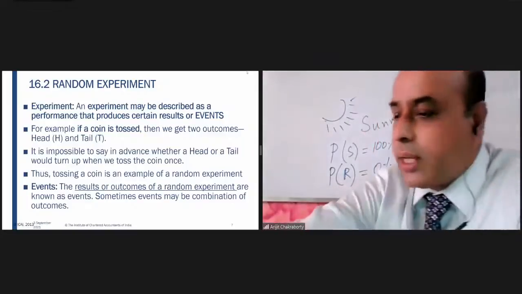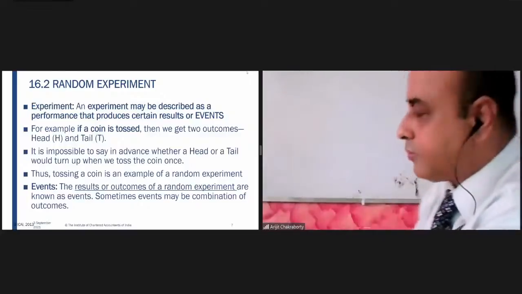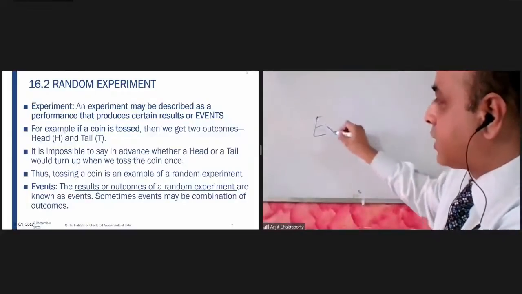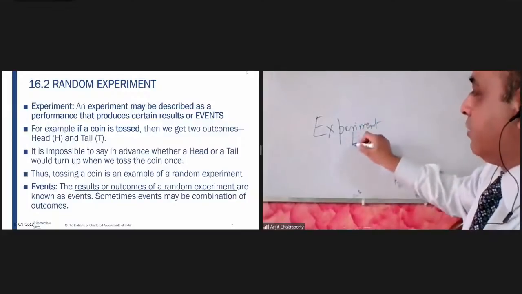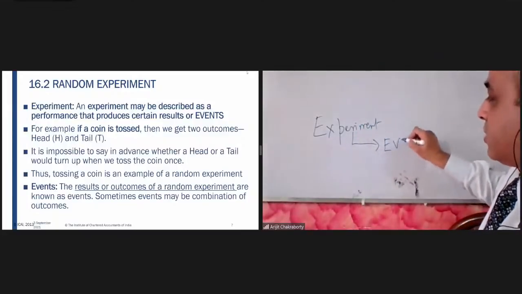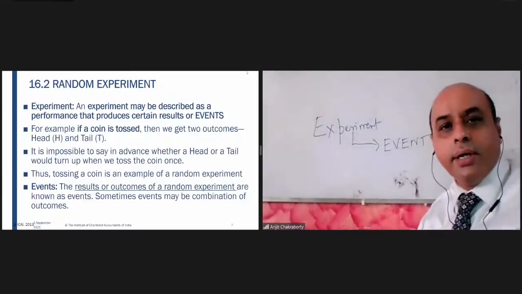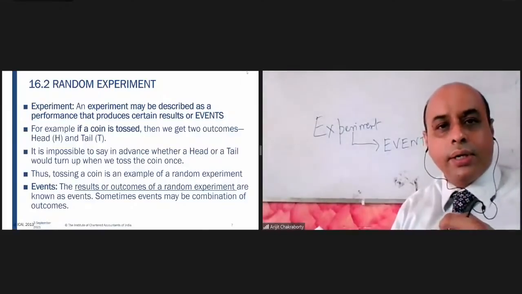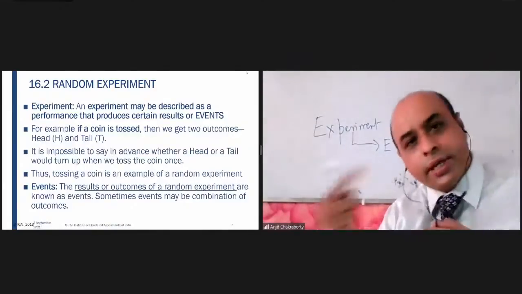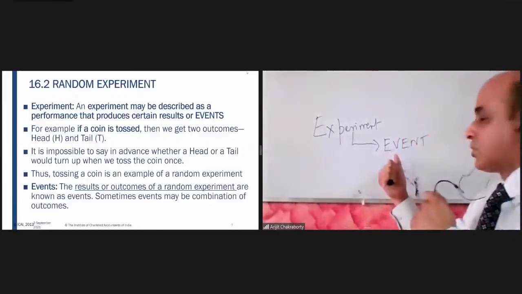So if I just write like this, so that you quickly grasp the meaning of these terms. I can write that an experiment ultimately results in an event. Okay, an experiment results in an event. Experiment is what? Throwing of a dice. Flipping a coin, that is an experiment. The work is called an experiment. What outcome it will give you, that is called event.